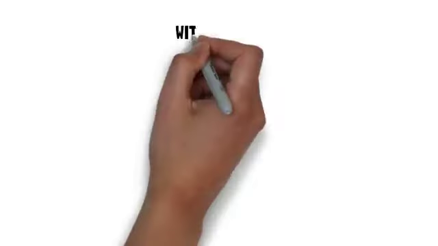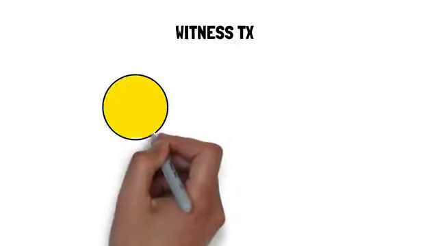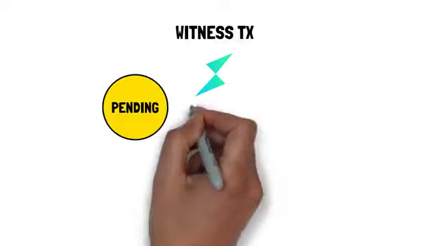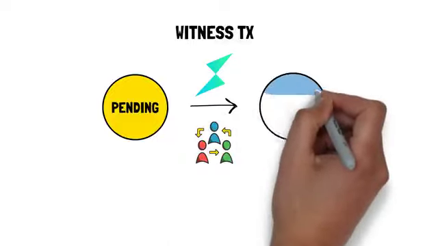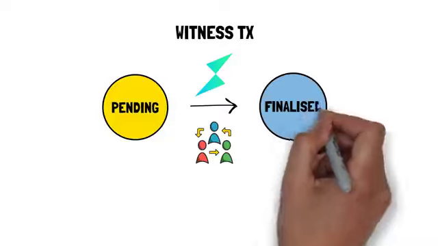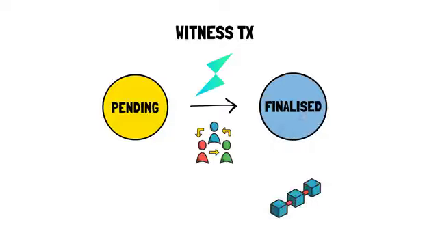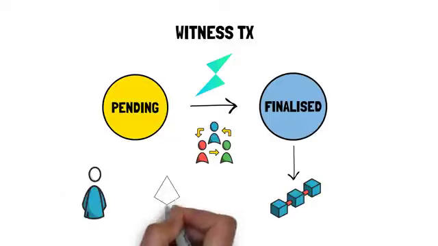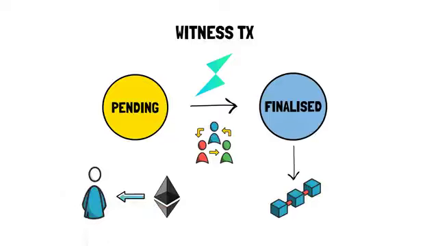The witness transactions are initially recorded as pending, which is one of the states in the Thorchain state machine. After the majority of nodes agree on the state of the inbound transaction, the transaction is moved to the finalized state. At this point, the user's Bitcoin deposit is recorded on the Thorchain blockchain. Time for the other part of the swap: sending Ether back to the user.